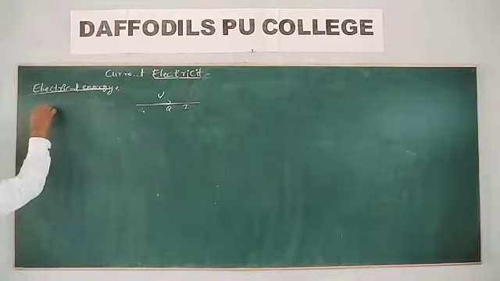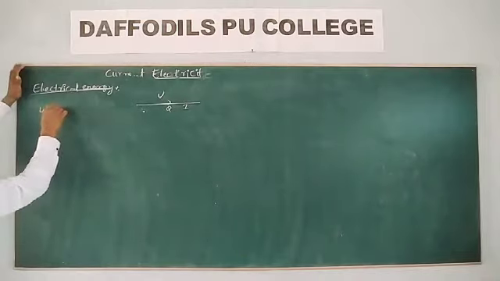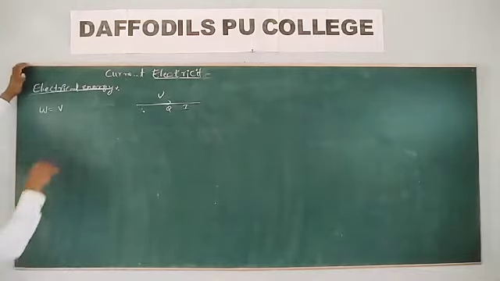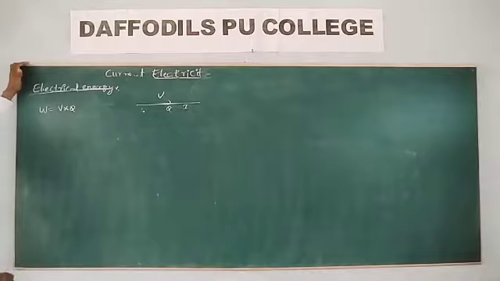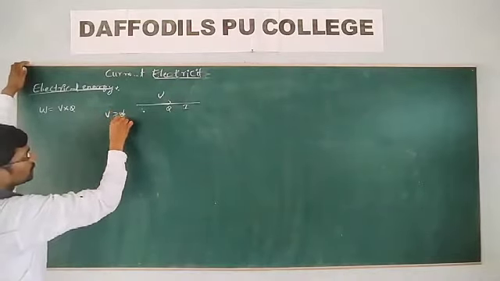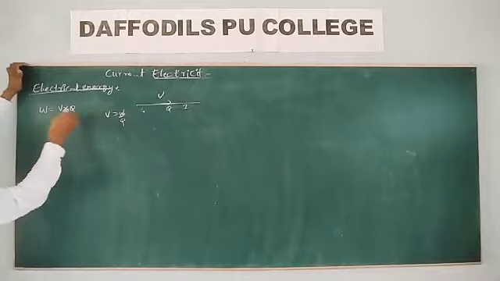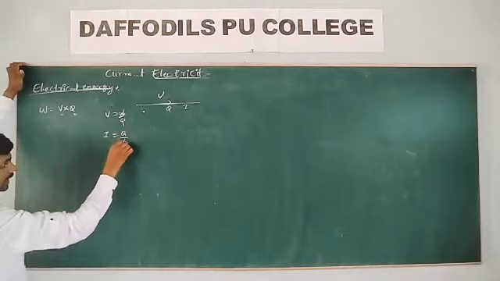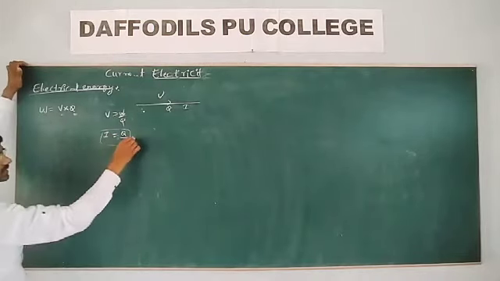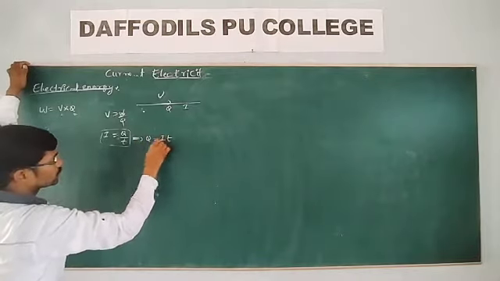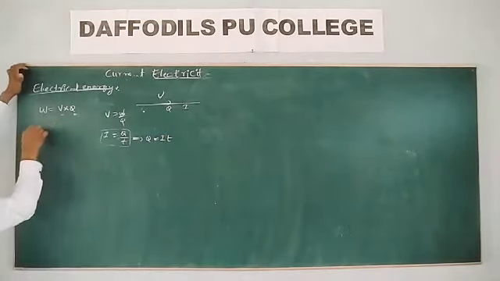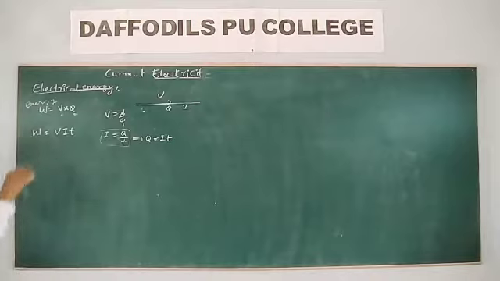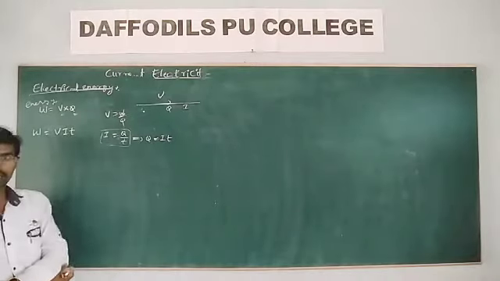Now what do you mean by work done? V is equal to work done by charge, so work done is equal to potential difference into Q, that is V into Q. Q is equal to I into T, the rate of flow of charge. Then work done is equal to VIT, which will be stored as energy, and this energy is called electrical energy.